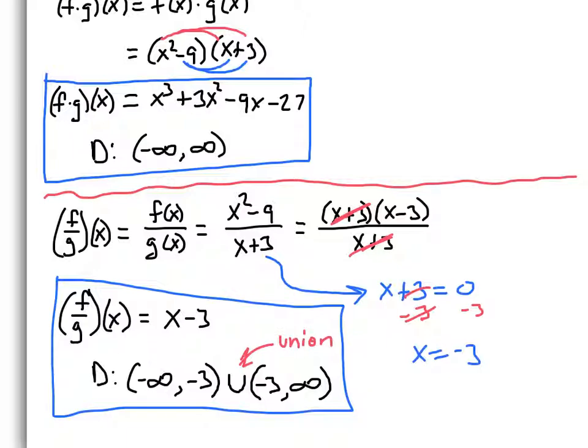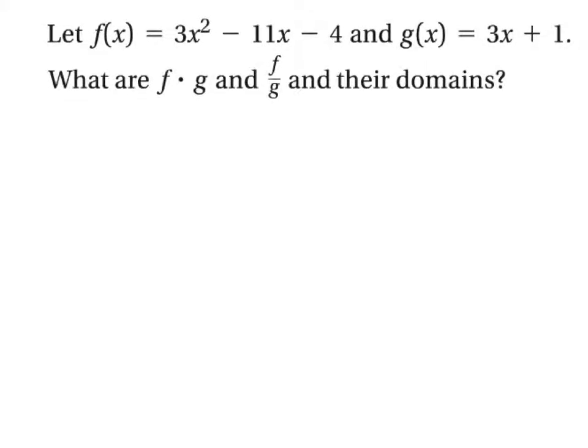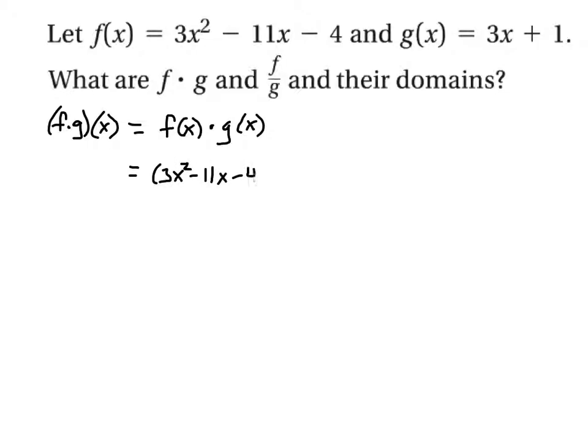All right, let's try one more example here. Look at the problem right next to it. We have our two functions, function f and g. We first, just like before, want to multiply those. So f times g of x, literally we take the f of x function and we multiply that by the g of x function. And so that means we're taking 3x squared minus 11x minus 4, and we're going to multiply that with 3x plus 1.